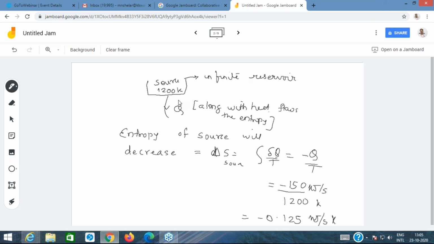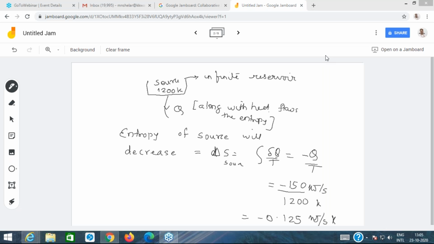Ganesh, just check your answer. Gauri has got it right. Gargi, you also check your answer. Tejas, you also need to check the answer. So it is kilojoules per second Kelvin, and it would be a negative value.